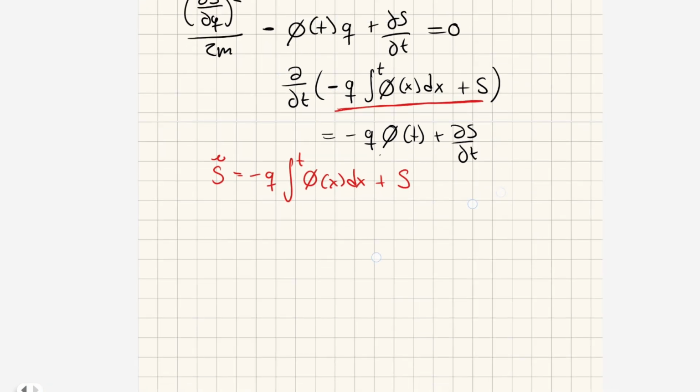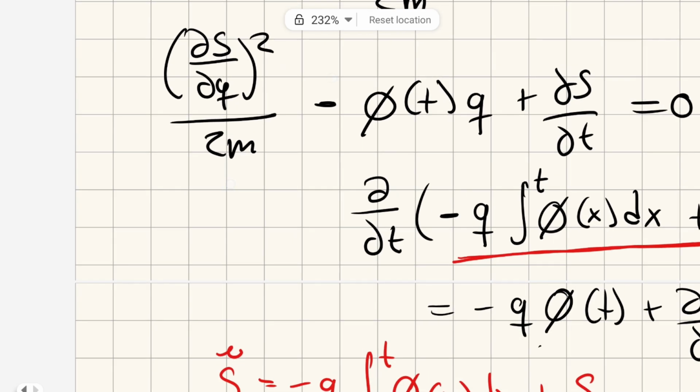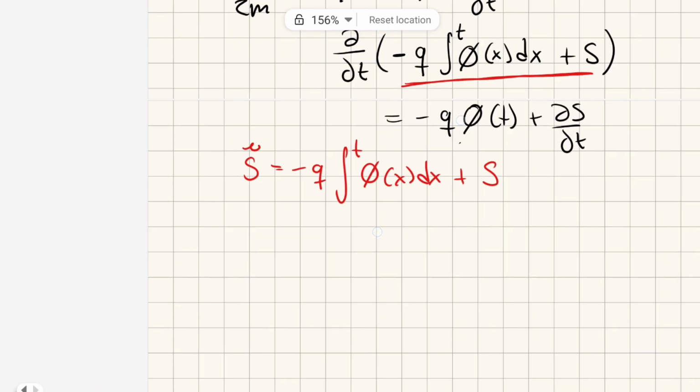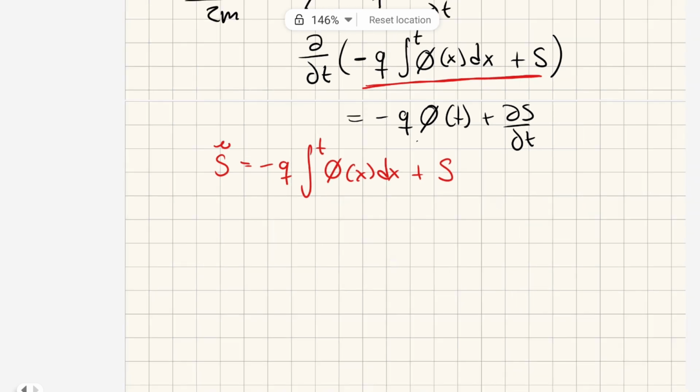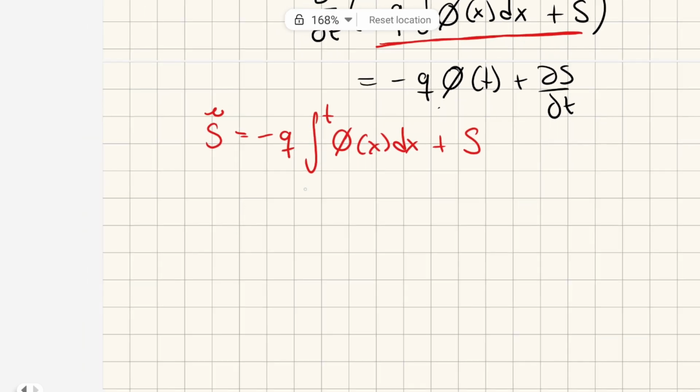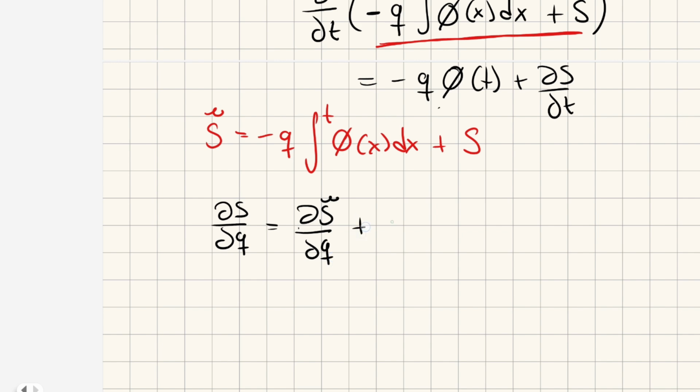So if we do that, look, we need to take the derivative of s with respect to q. If we solve this for s, we will take this integral to the left-hand side, and then the derivative with respect to q will only give us this integral, right? So that means that the derivative of s with respect to q is equal to the derivative of s tilde with respect to q plus the integral at t of phi of x dx.